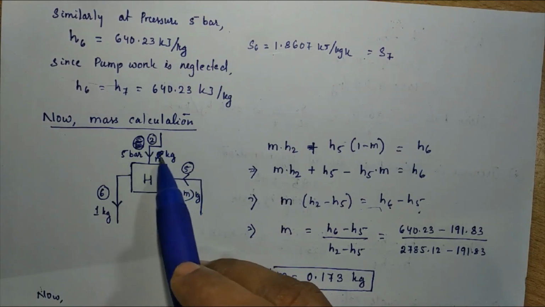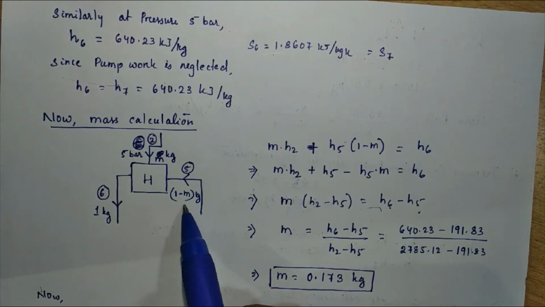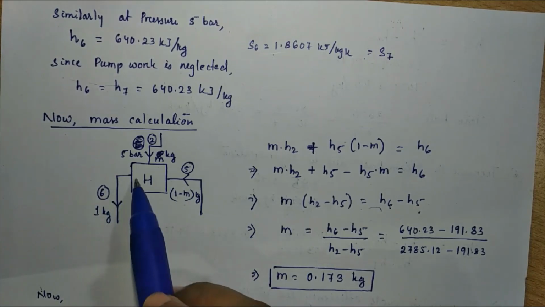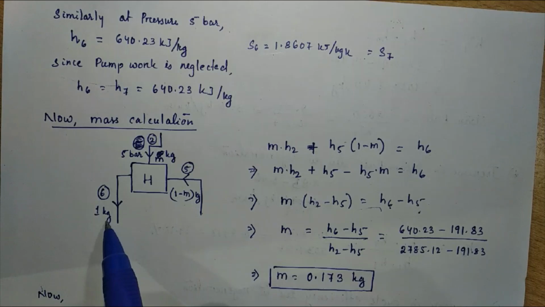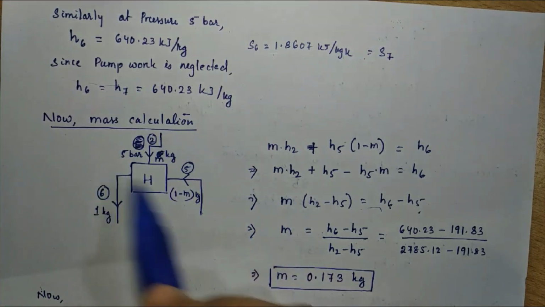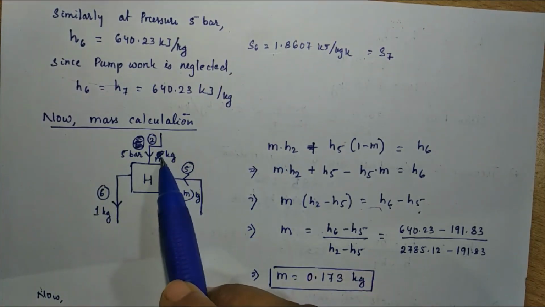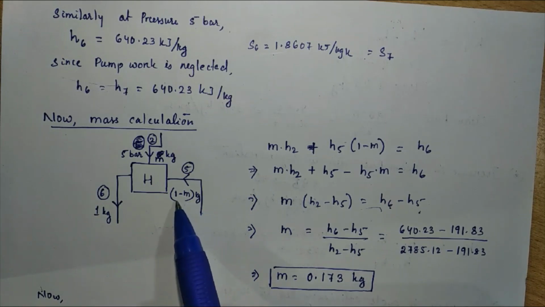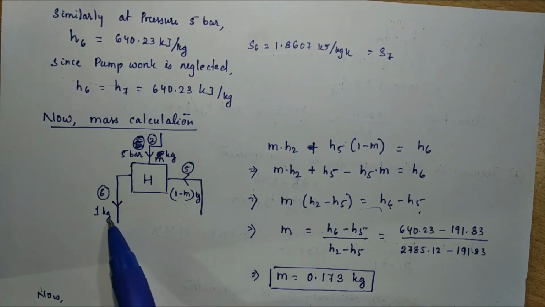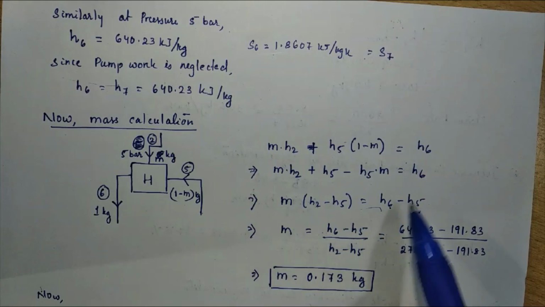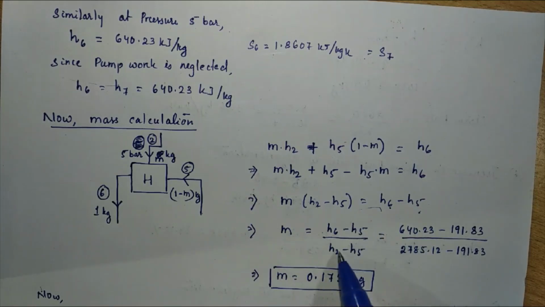State 2 is entering with M kg, state 5 is entering with 1 minus M kg, and this is state 6, which is leaving the heater with mass 1 kg. So, according to this, we write down the equation M into H2 plus (1 minus M) into H5 equal to H6. By rearranging this, we get M equal to (H6 minus H5) by (H2 minus H5). Already we have this value. By substituting this value, I get M equal to 0.173 kg.